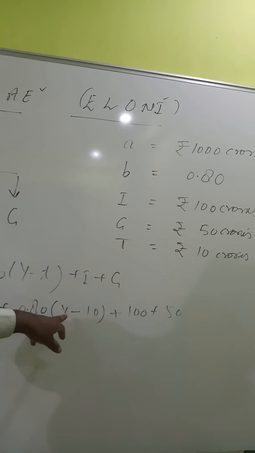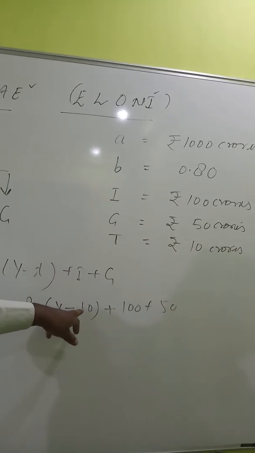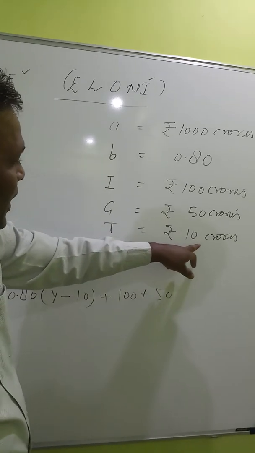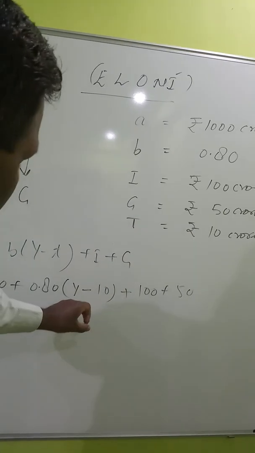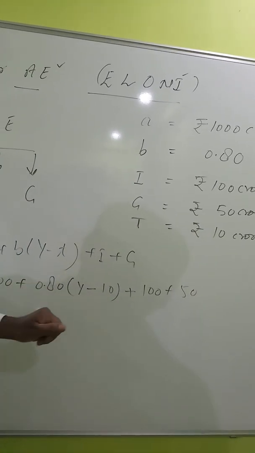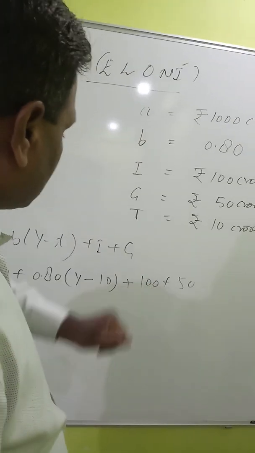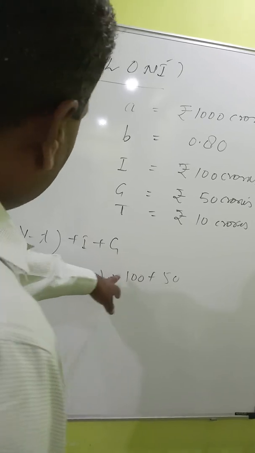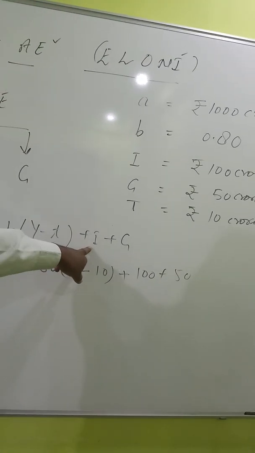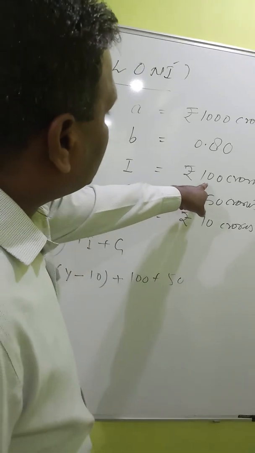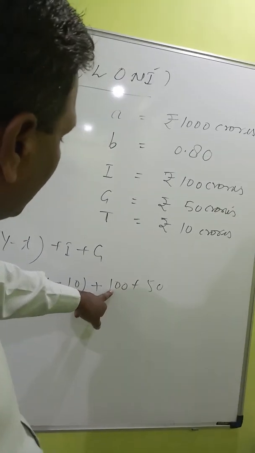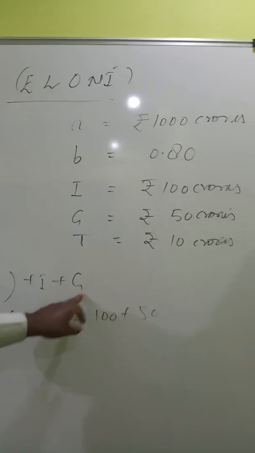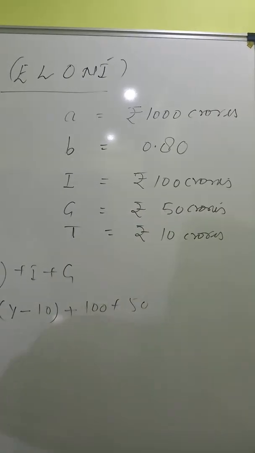that is 0.80 into Y, which will remain the same, Y minus T, where T stands for taxes. Tax is also given here, 10 crores. Therefore, we have replaced it with 10. Then close the bracket, plus I, which stands for investment, that is rupees 100 crores. Therefore, we have replaced it with rupees 100, and in the place of G, government expenditure, that is 50 crores.